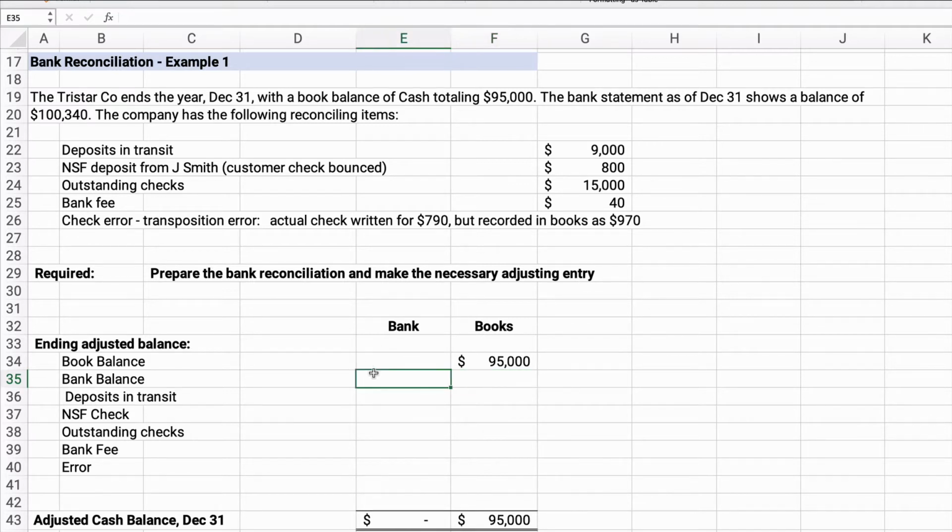The bank says you have $100,340. So we have a difference of about $5,000, $4,000 plus. So let's put in what we know.